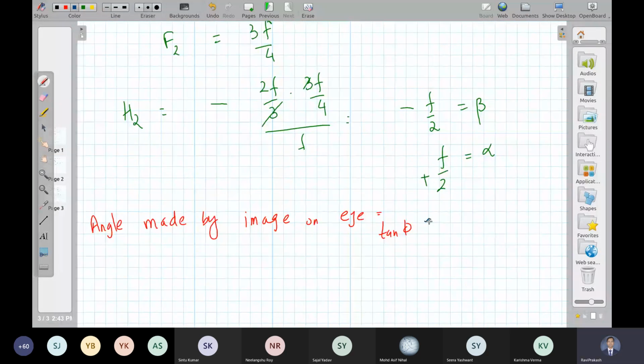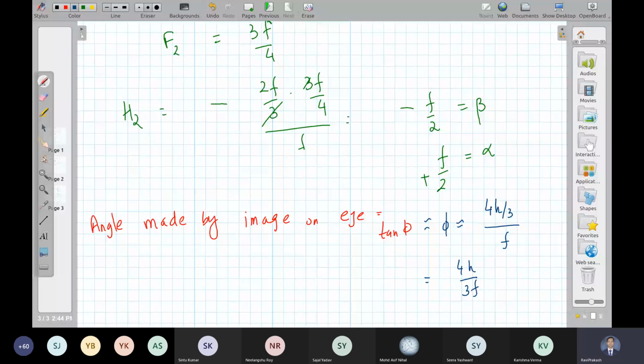We can treat this as a small angle if all the rays are very close to the principal axis. The height is 4h by 3 and how much is the distance? F by 3. F only. It is at distance F from the eye lens, right? So it is 4h upon 3. This is the size we see when we use this eyepiece. This is the size we get from this eyepiece.